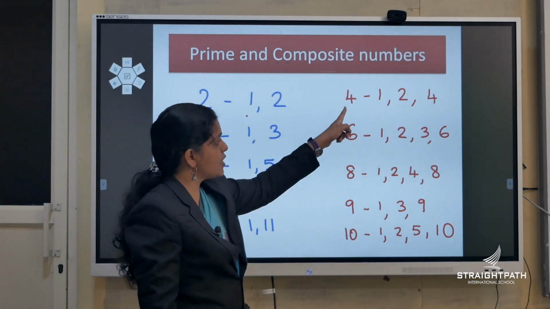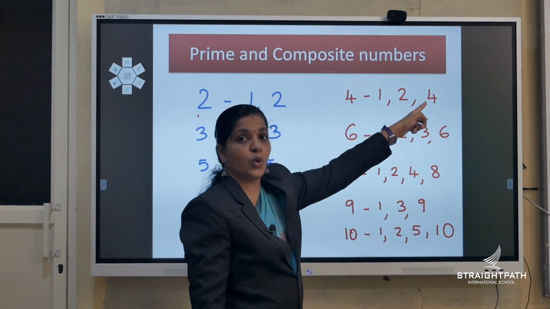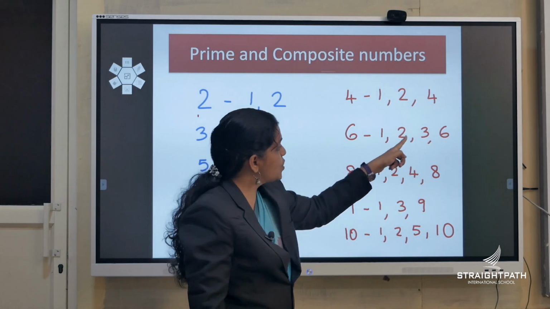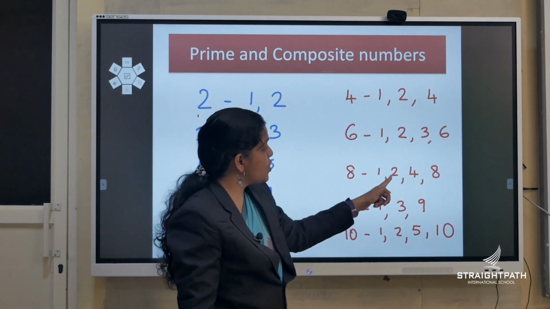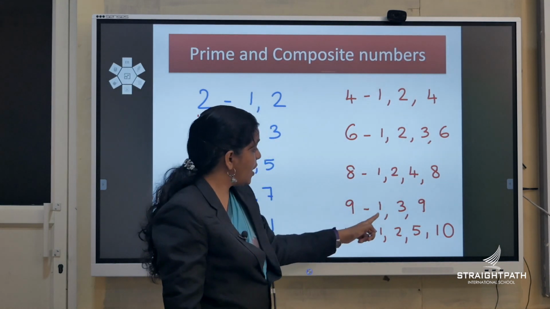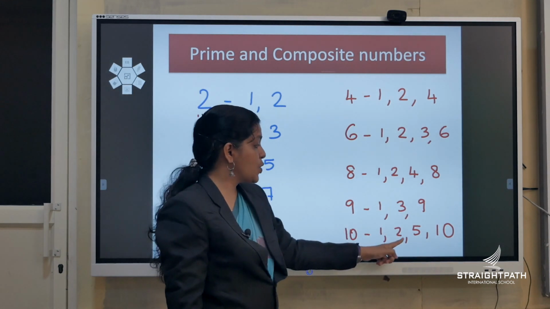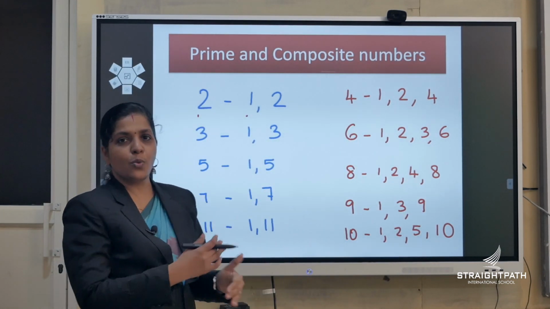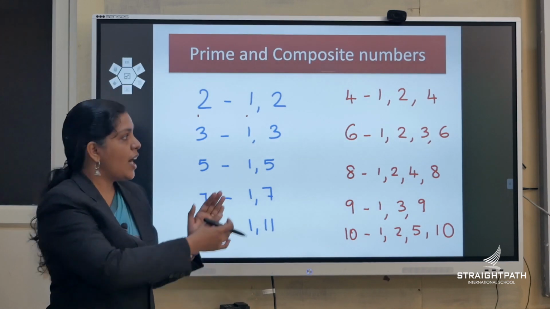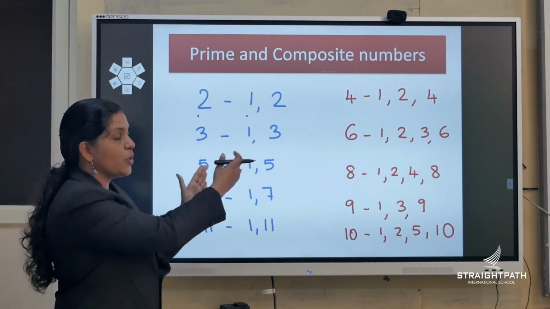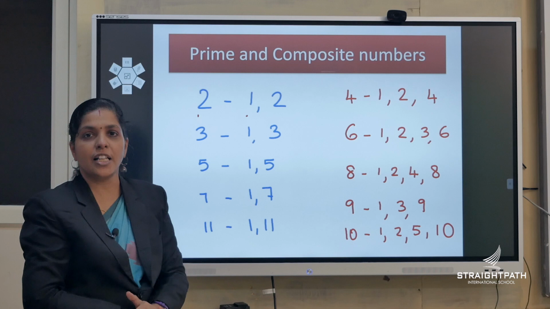Whereas you can see the factors of 4 are 1, 2, 4. For 6: 1, 2, 3, 6. For 8: 1, 2, 4, 8. For 9: 1, 3, 9. For 10: 1, 2, 5, 10. These are the factors. So what difference can you observe? I have given two colors for that, one blue and one red. What is the difference that you can feel here?